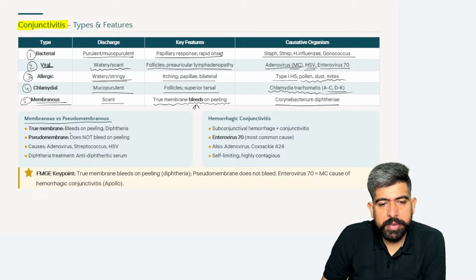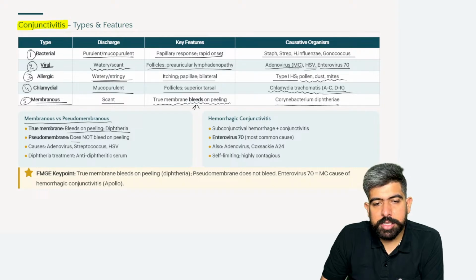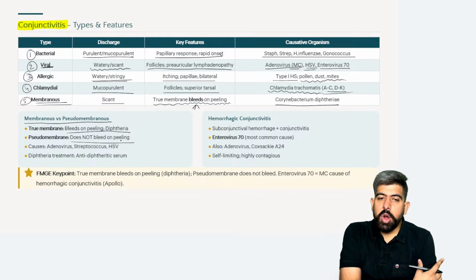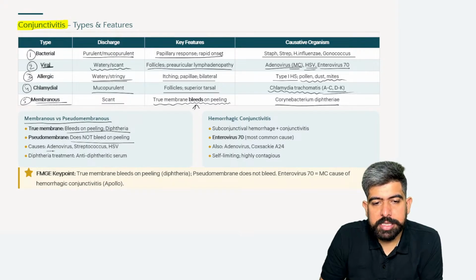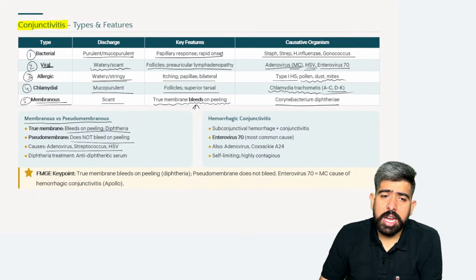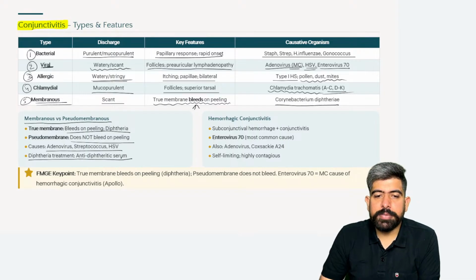Please remember, the true membrane will bleed on peeling, which is due to diphtheria, and the pseudomembrane does not bleed on peeling, right? What are the causes of the pseudomembranous type? Adenovirus, streptococcus, or herpes simplex virus. Please remember, in diphtheria treatment, we have to give anti-diphtheric serum. Yes, in this case, we have to give anti-diphtheric serum.